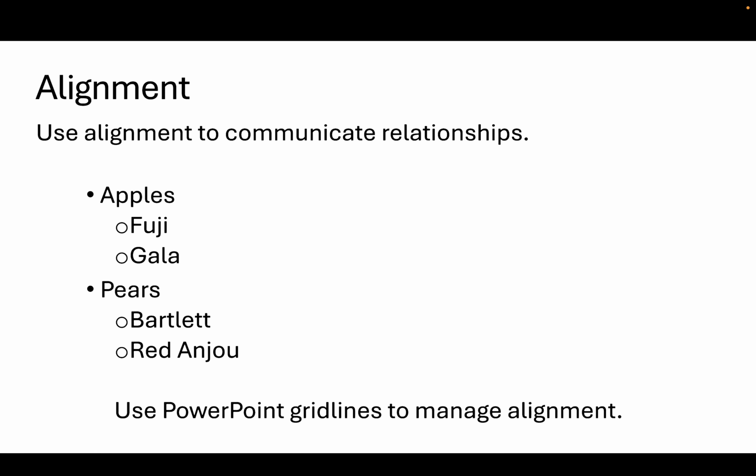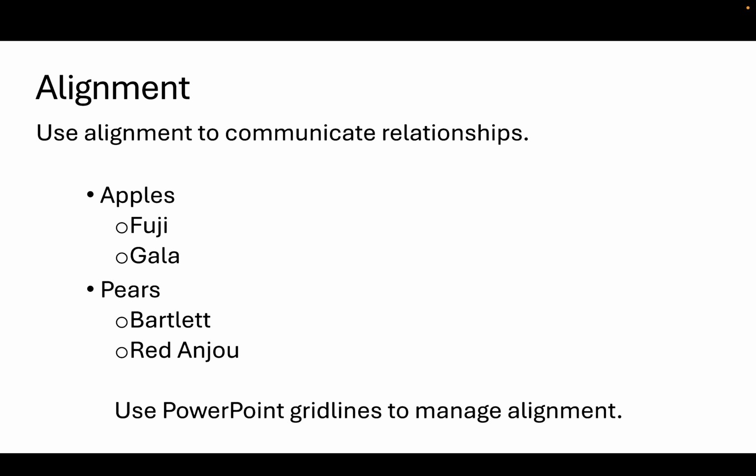They're tabbed in. So what that communicates to the reader, this nesting of these items using alignment, communicates that these are types of apples. The same thing with the pears. So it's a very, very simple strategy. But by tabbing those in, by changing the alignment of those items, we're communicating a relationship. These are types of something, right?